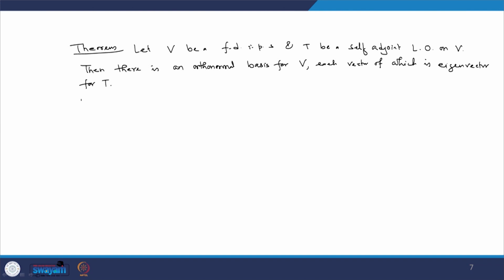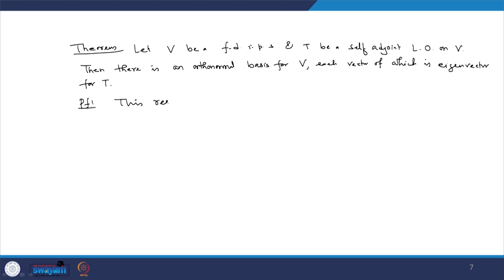Now we will show that if I consider a self-adjoint operator on a finite dimensional inner product space, then the space has an orthonormal basis in which each vector is an eigenvector of the self-adjoint operator. This is given in this theorem: V is a finite dimensional inner product space and T is a self-adjoint linear operator on V, then there is an orthonormal basis for V, each vector of which is an eigenvector for T. This result we will prove by induction on the dimension of the space.